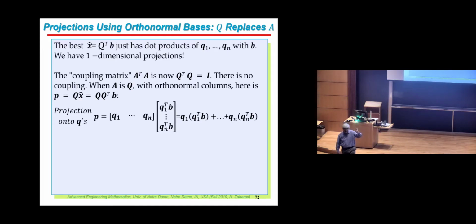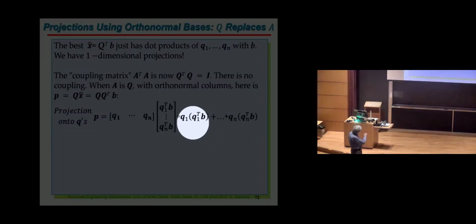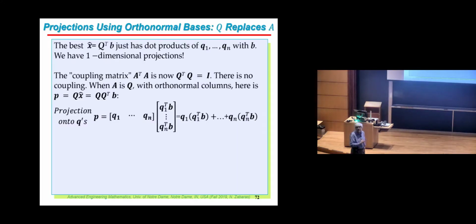When you project a vector onto the x and y axes, how do you find its components? If I give you a vector 5, 2, and you say the x component is 5 and the y is 2, where did you get these numbers 5 and 2? The dot product with each of these vectors. So what do I have here? I have the dot product of B with Q1 to Qn.